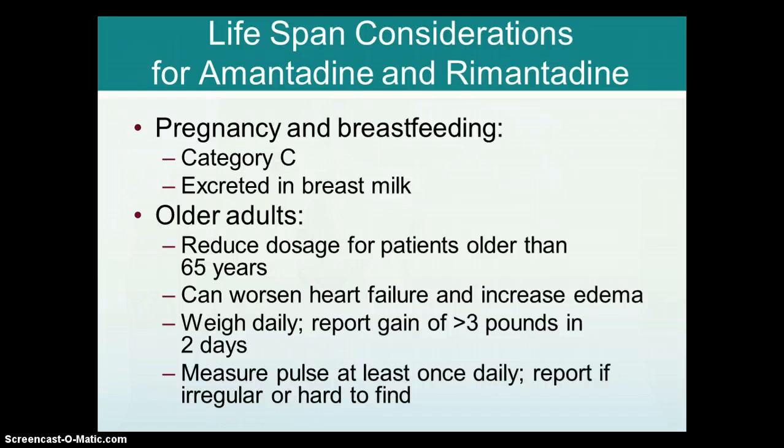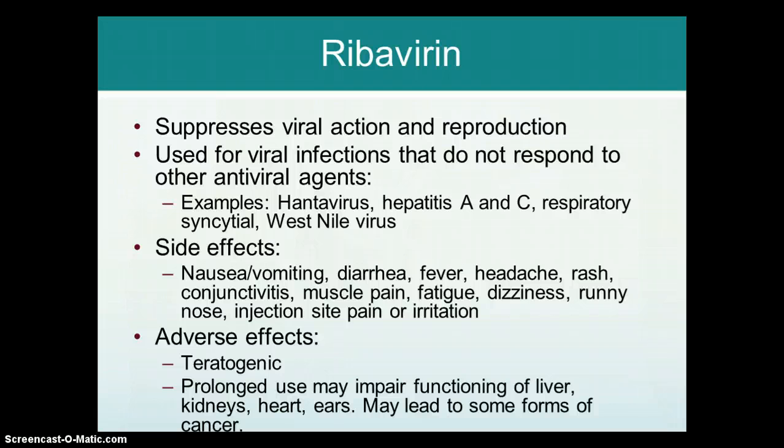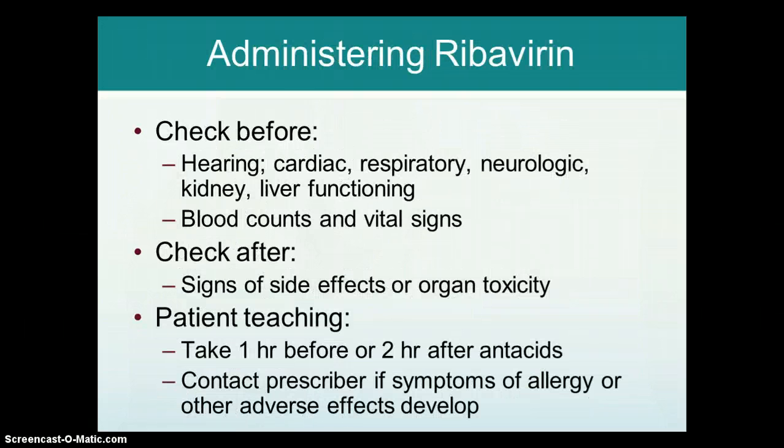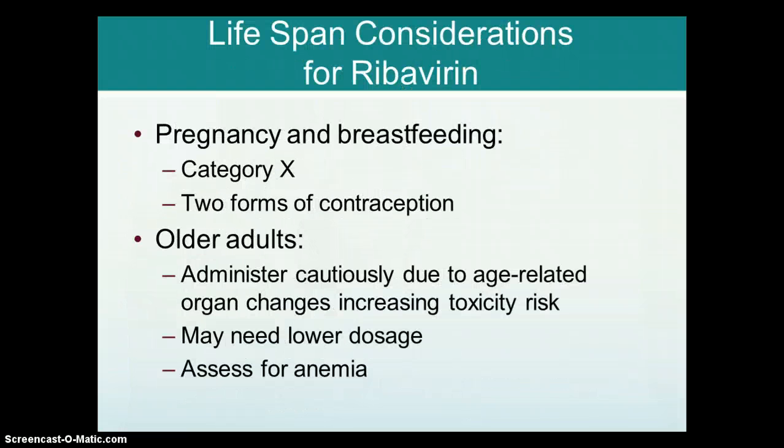Older adults, everything is diminished. These guys are at increased risk of side or adverse effects. Ribavirin suppresses viral action and reproduction, used for viral infections that do not respond to other antiviral agents. Check before and after. Older adults.